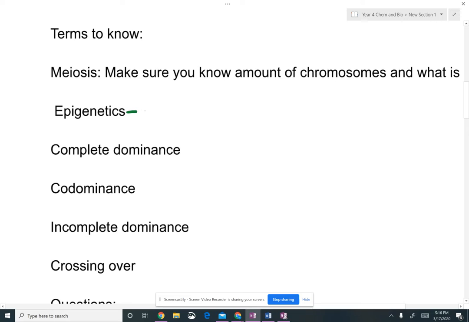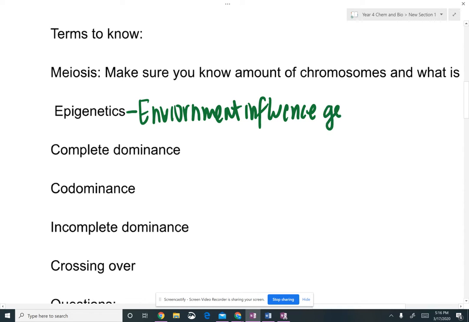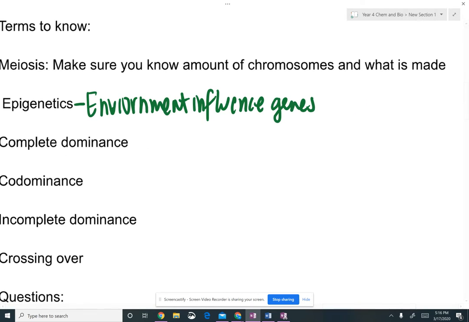Epigenetics means above the genes. So this is going to mean above the genome, and basically in epigenetics we're talking about how the environment can influence genes. That is the big deal on there, is that your environment can influence your genes. And it does this by turning genes on and turning genes off.